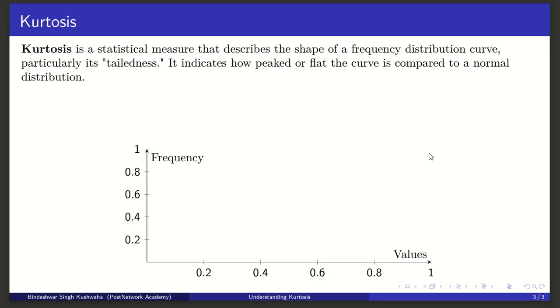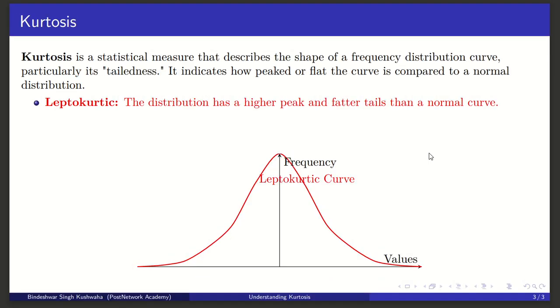Now, there are basically three types of kurtosis to understand. So, the first one is leptokurtic. The distribution has a higher peak and fatter tails than a normal curve. So you can say that it is a distribution with a sharp peak and fat tails. These distributions are highly concentrated around the mean but also have outliers. I will also discuss outliers in future videos.